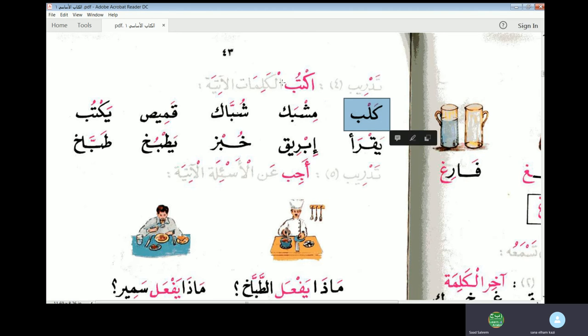Write the following words. Dog. Next is window. Next is shirt. Yaktubu, he writes. Yakra, he reads. Cattle. Kubz is bread.